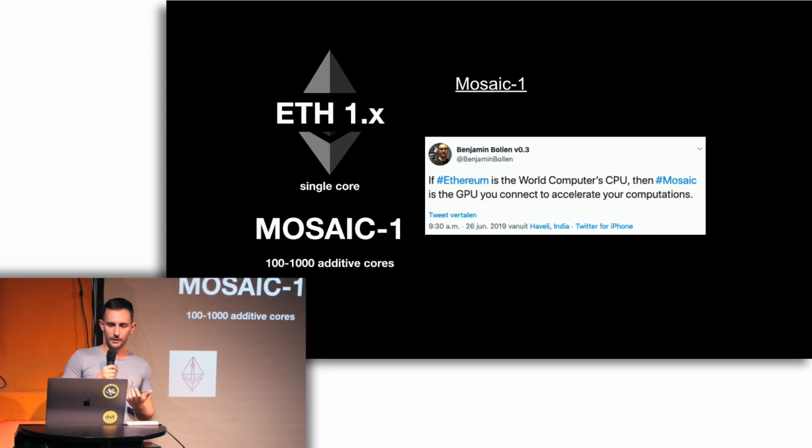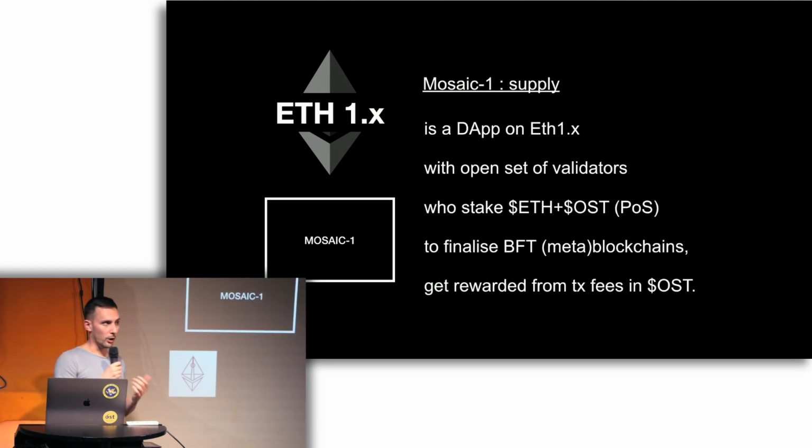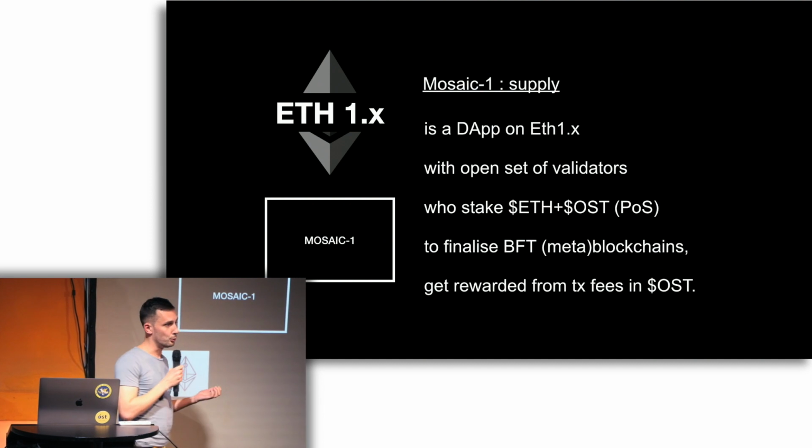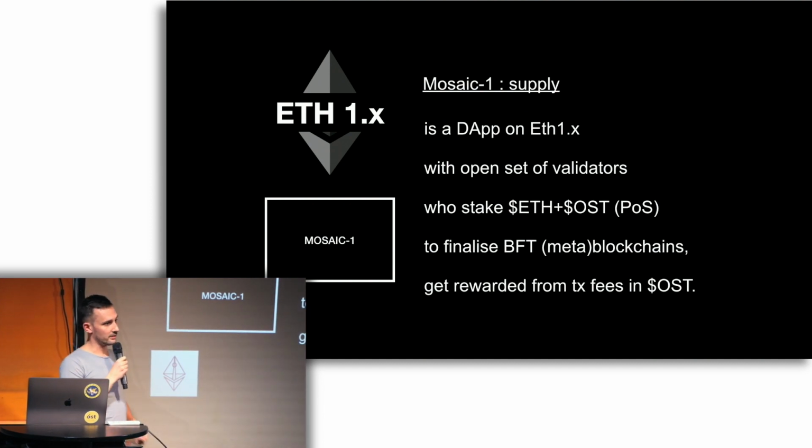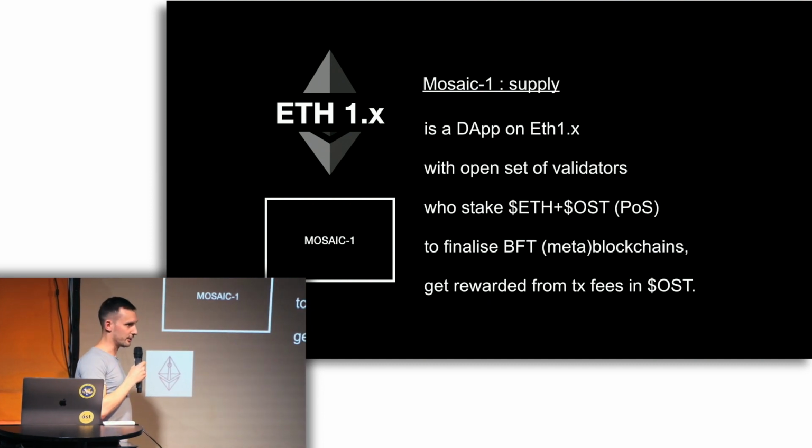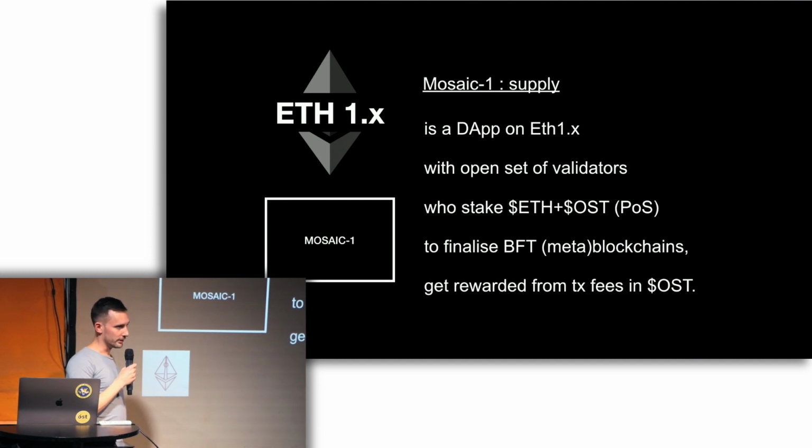And so my claim is, if Ethereum is the world's computer CPU, then Mosaic is a GPU you connect to accelerate your computations. And so what is a blockchain, right? A blockchain has 2 parts. It has a supply side and a demand side because it needs to be in economic equilibrium. The whole point is that no one is doing this for generosity. It's a for-profit motive to run a validator. So if it's not profitable, no one's going to keep running the chain.